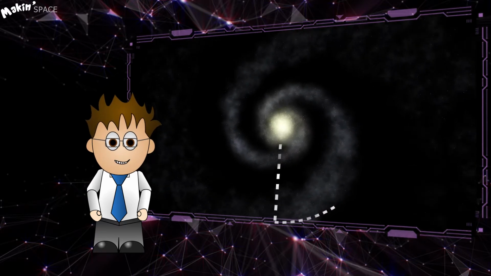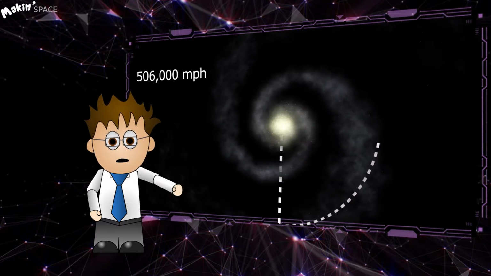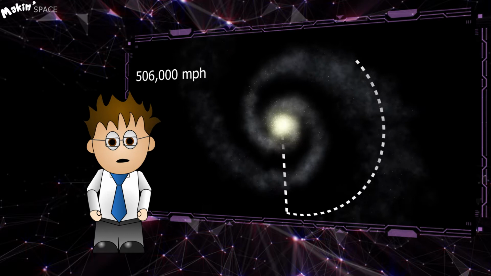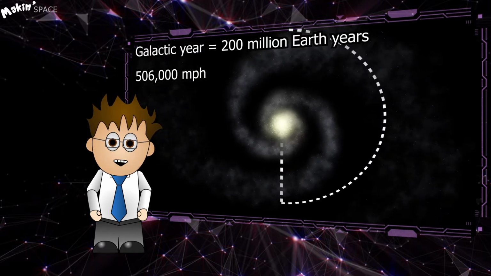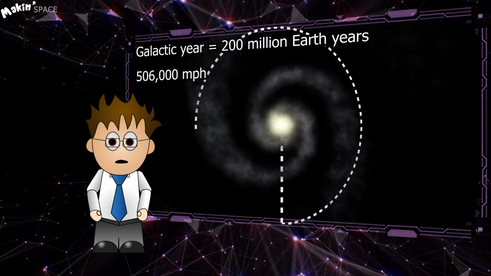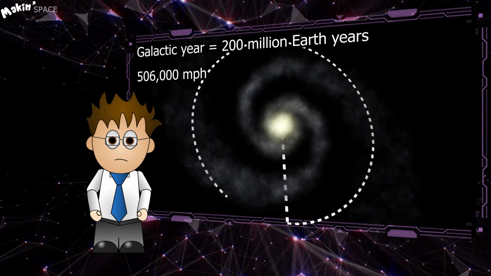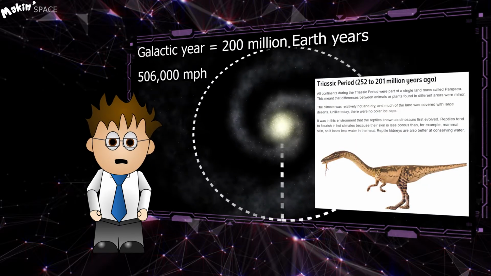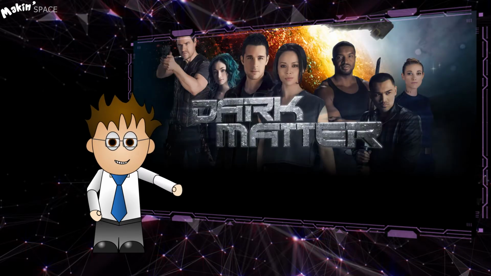Our galaxy, the aforementioned Milky Way, is spinning at 506,000 miles per hour, and a galactic year takes around 200 million years. So the last time the Earth is where it is now, the very first dinosaurs were just turning up. One galactic element we won't be attempting to recreate in this video is dark matter.